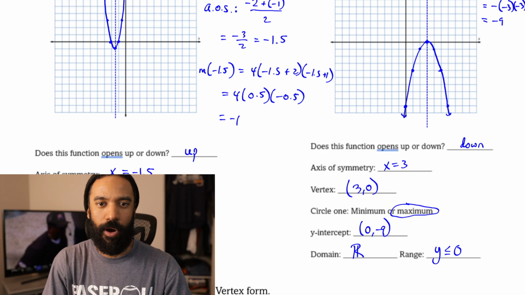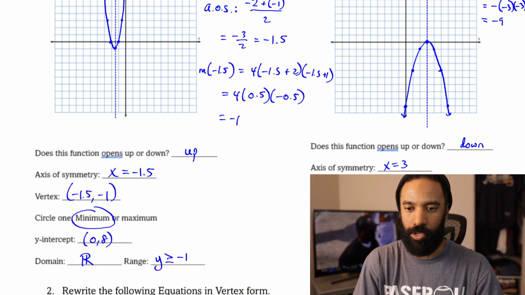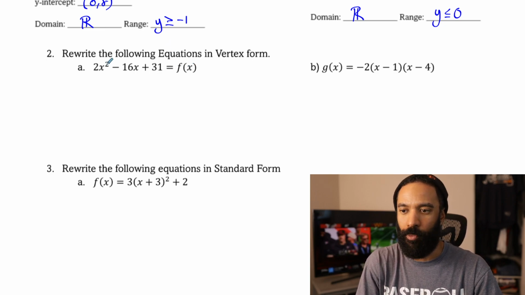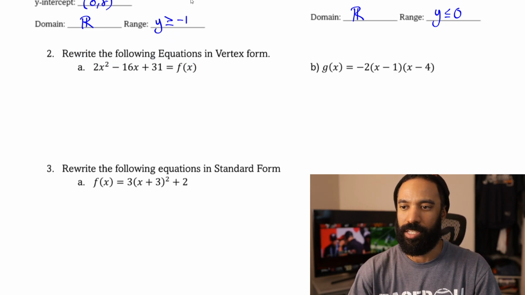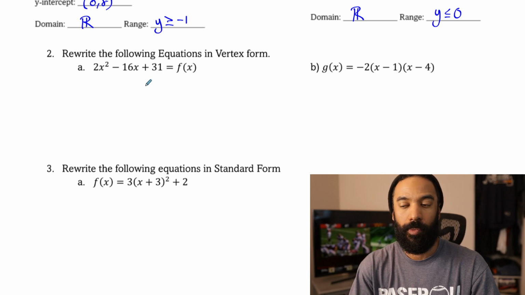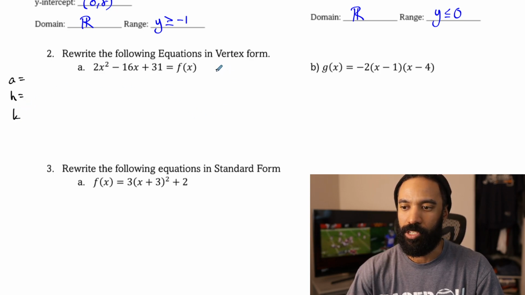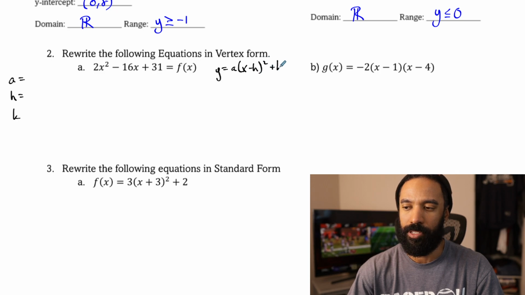All right, let's move forward now to not graphing, unless they do. It says rewrite in vertex form. So rewrite the following in vertex form. We have y equals 2x squared minus 16x plus 31. In order to write it into vertex form, we have to come up with a, h, and k, because vertex form takes on the form y equals a times x minus h quantity squared plus k.